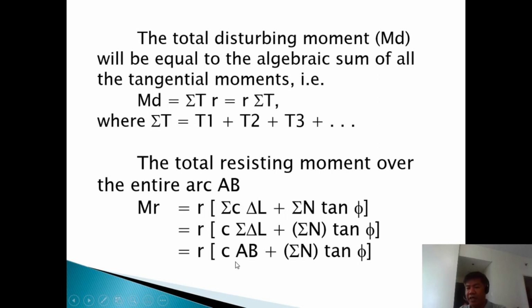So you can have it as C times the total arc, plus the summation of the normal forces times the tangent of phi. If you have the value of phi, you just take the tangent, then solve it. It's very easy solving for the disturbing moment and the resisting moment. Then you just divide them, and you have the factor of safety.